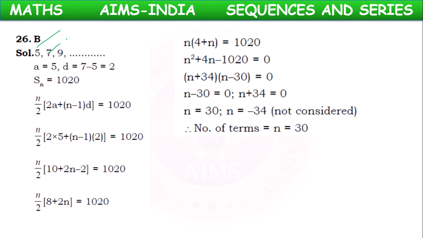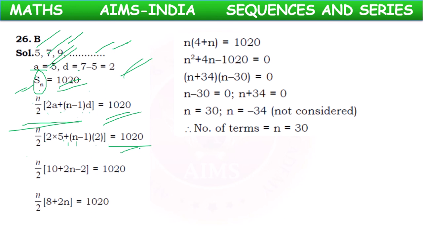So the given sequence is 5, 7, 9 and so on, where a equals 5, common difference is 2. Sn, the sum of n terms, is 1020. Sum of n terms formula: n by 2 into (2a plus (n minus 1) into d), which is equal to 1020. So n by 2 into (5 plus (n minus 1) into 2) equal to 1020.